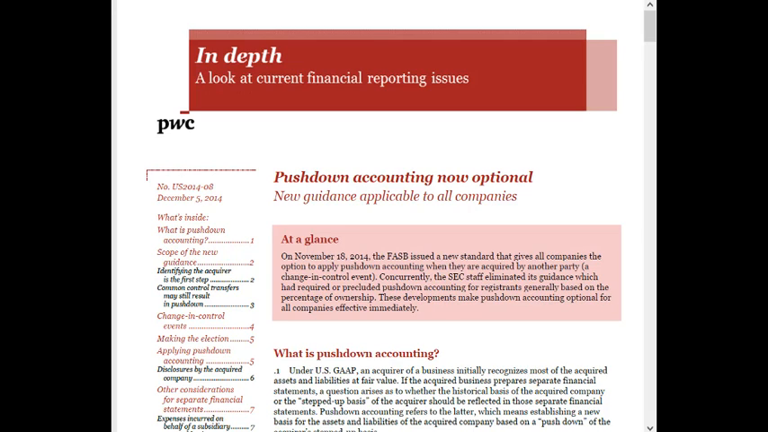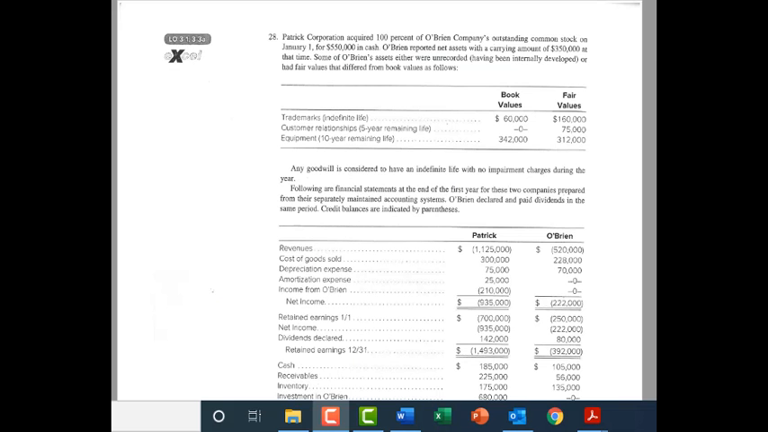Now, this document that you can find online is 8 pages long, but even that is more than I think you need. I think what you're going to get from your textbook and from this video is enough to make you sufficiently knowledgeable about the topic. So let me give you the basic idea of what push-down accounting is. Let's look at the introduction to this problem we did in class last time.